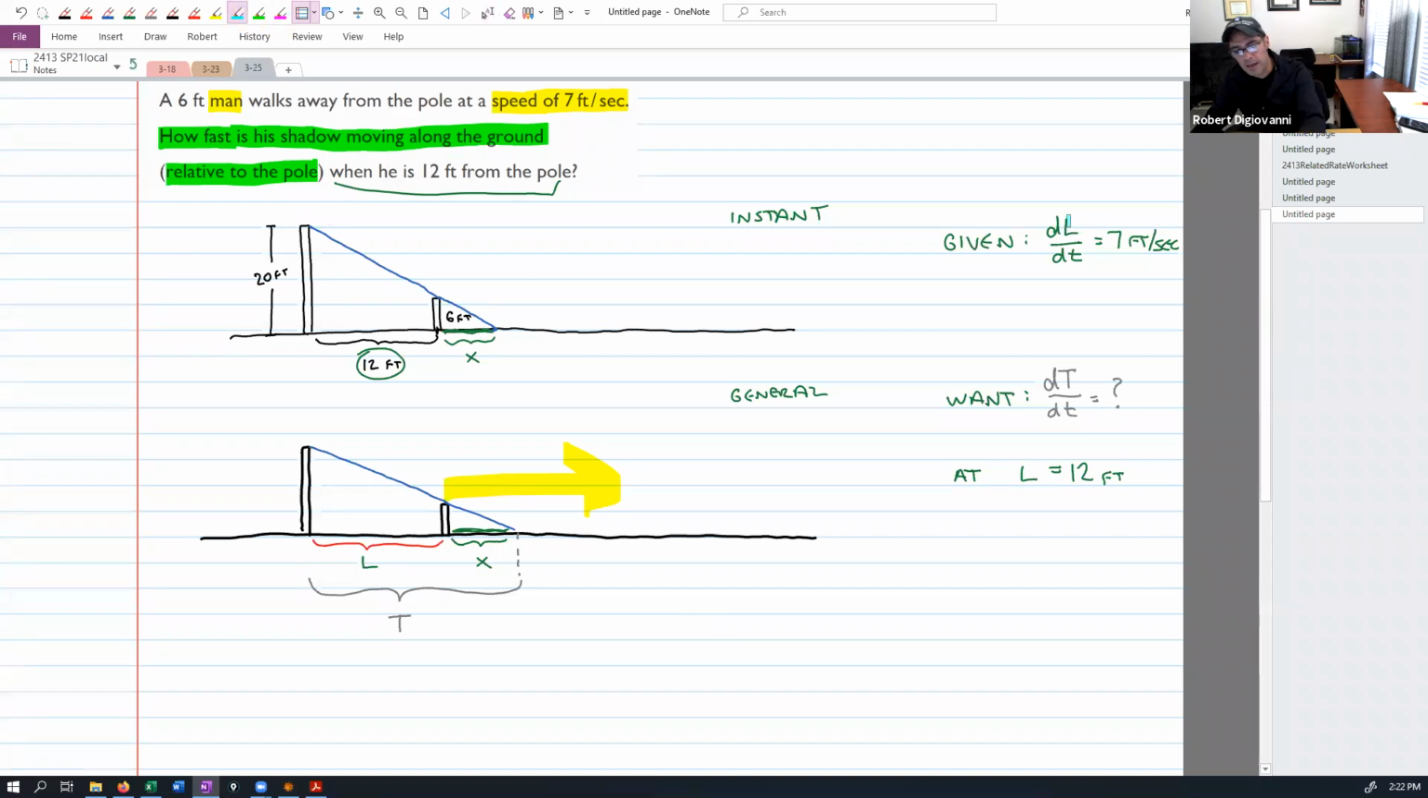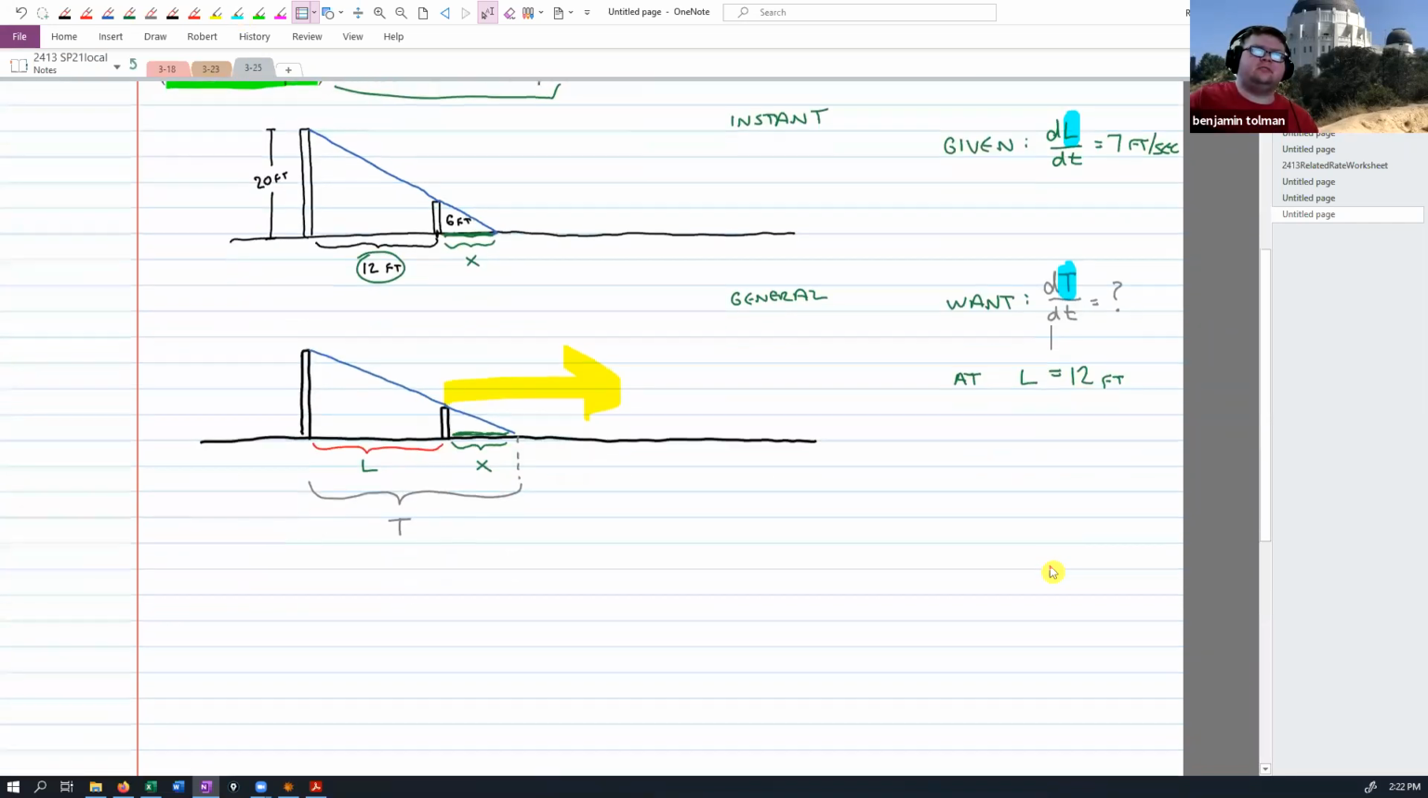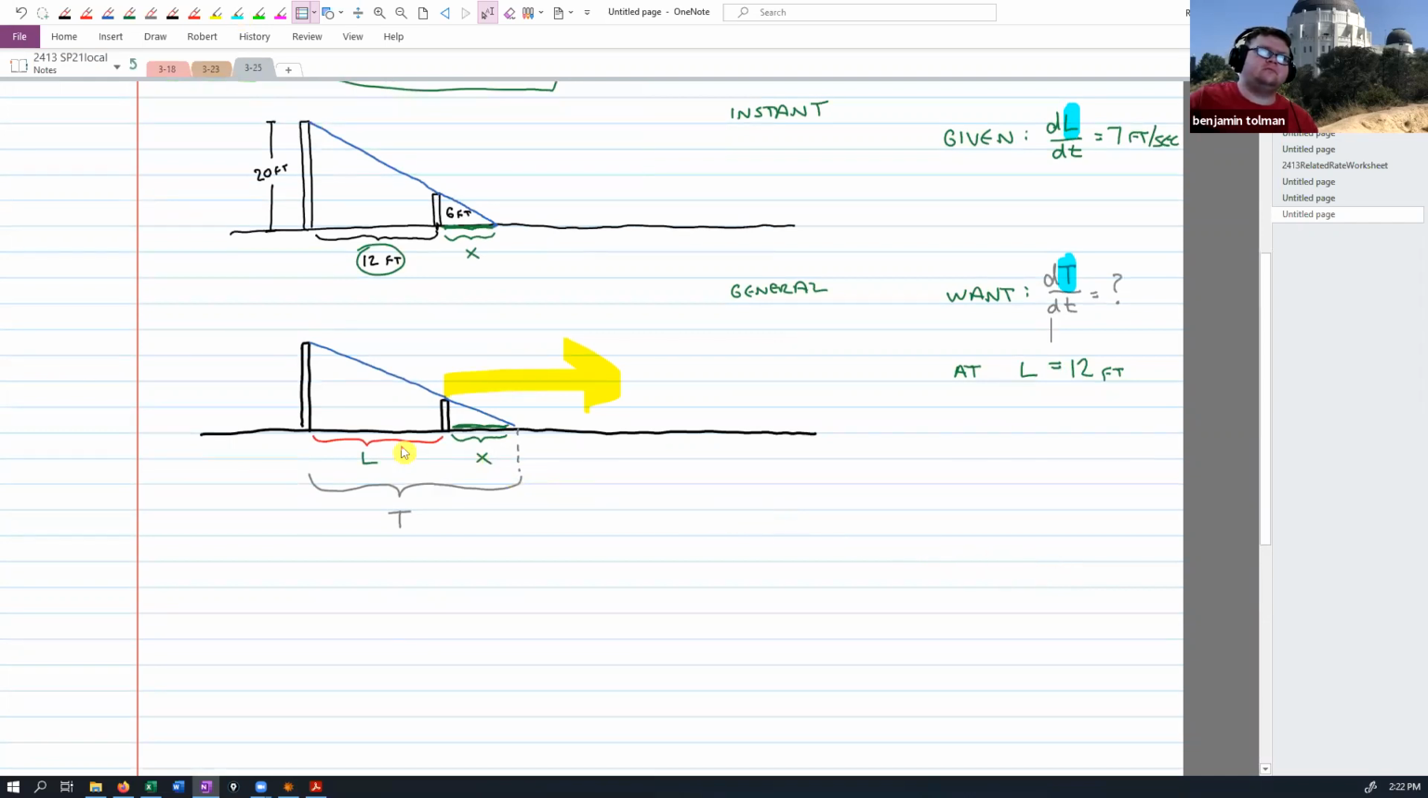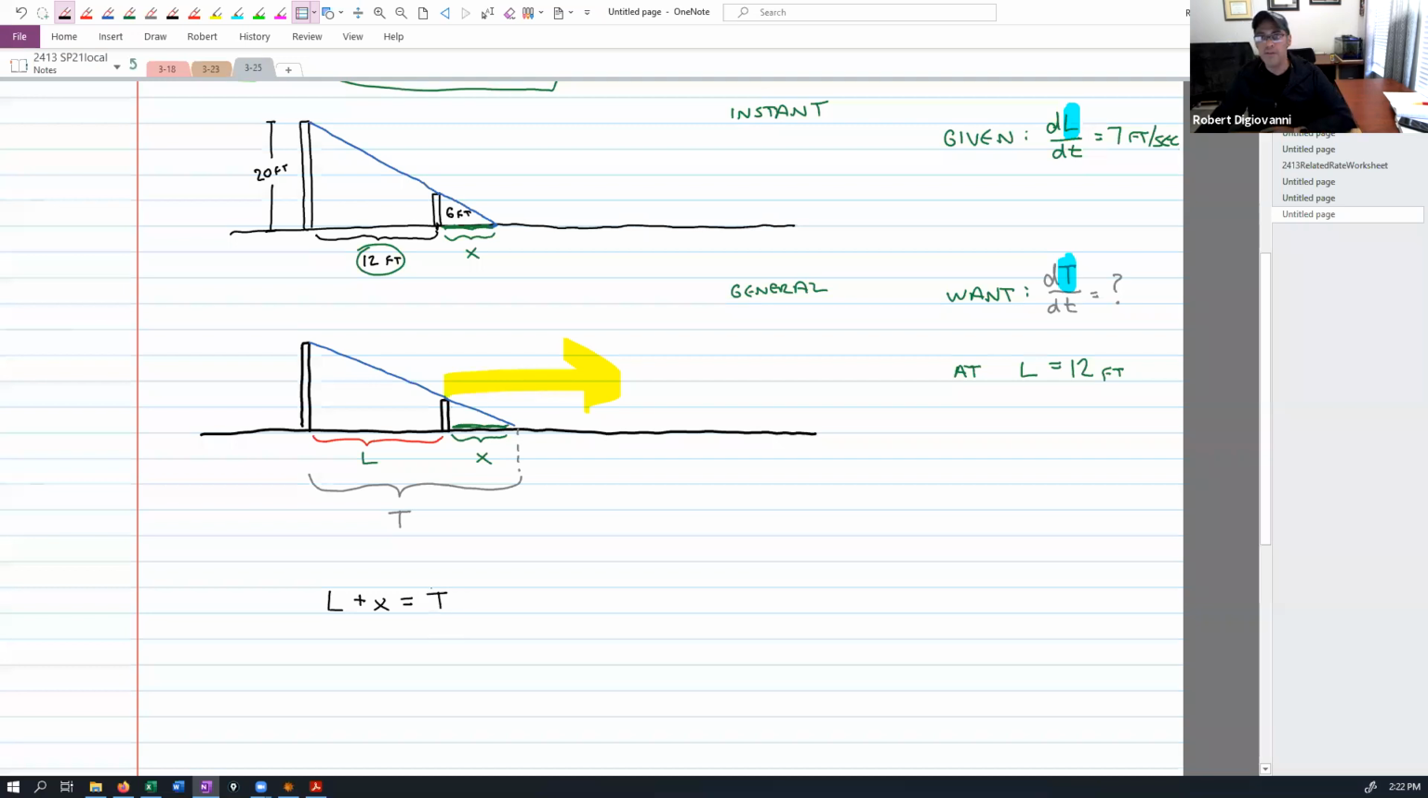We need to somehow relate capital L to capital T. It would be L plus X equals T, something like that. L plus X is T. You all agree with that? Do you all agree with this? L plus X equals T. Is that true? It should be. Is that an equation that puts L and T together? Yes. Could we differentiate that with respect to time? Yes, right? We could.